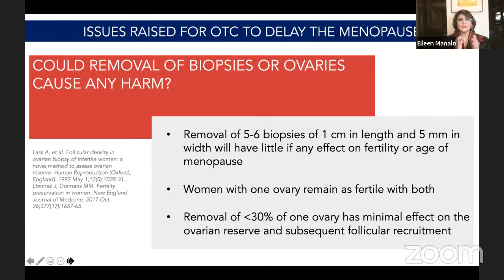So we ask ourselves, is there harm? In other words, if you do a biopsy of the ovaries or take out the ovary, will it bring about infertility? Will it bring about further harm to the patient? Lass tells us that removal of 5 to 6 biopsies of 1 centimeter in length and 5 millimeters in width will have little, if any, effect on the fertility or age of the menopause. And you know that patients who undergo oophorectomy for a benign disease remain as fertile as those with 2 remaining ovaries. And according to Jacques Donnez and Marie-Madeleine Dolmans, removal of less than a third of 1 ovary has minimal effect on the ovarian reserve and subsequent follicular recruitment.